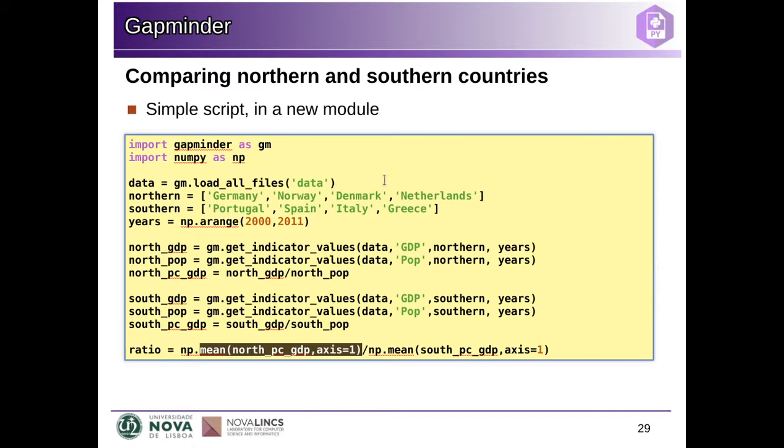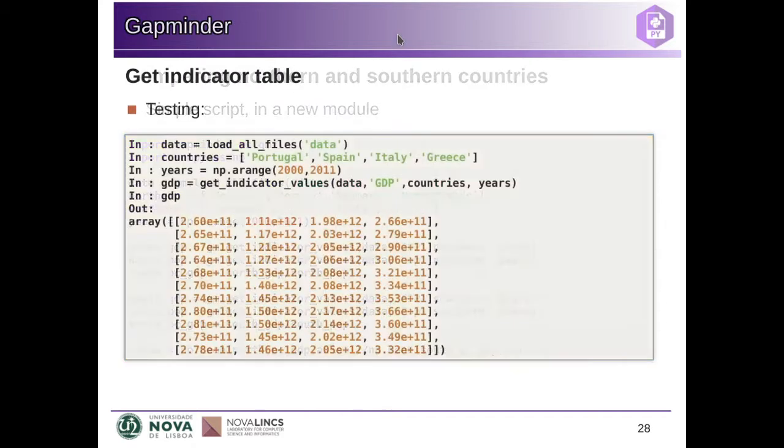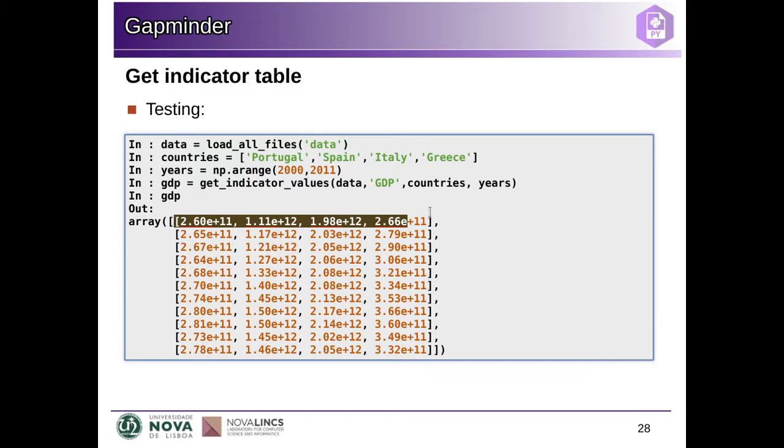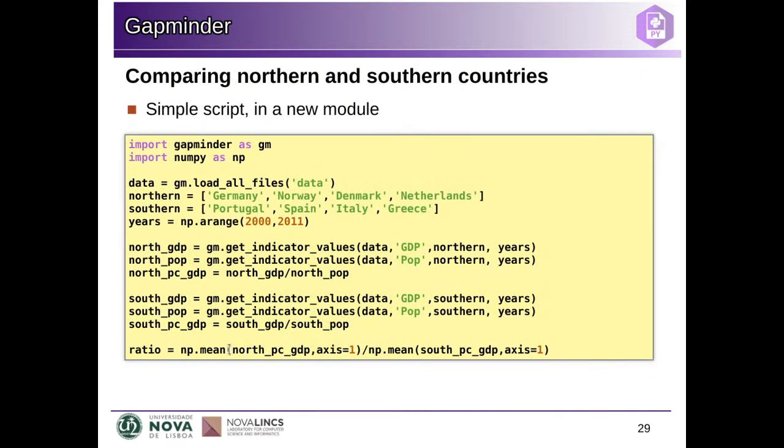Since each row corresponds to a year, and each column corresponds to a country, if I project along the columns, I get the mean for all the countries on the first year, on the second year, and so forth. So this will give me a vector with the average GDP per capita of the northern countries for all the years I'm asking. So it's one value per year.